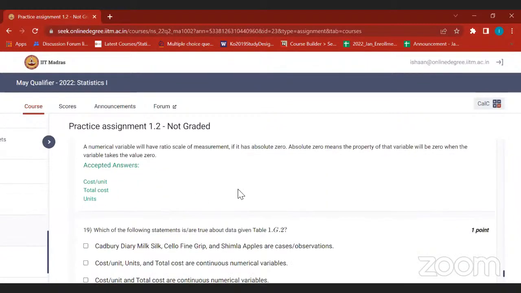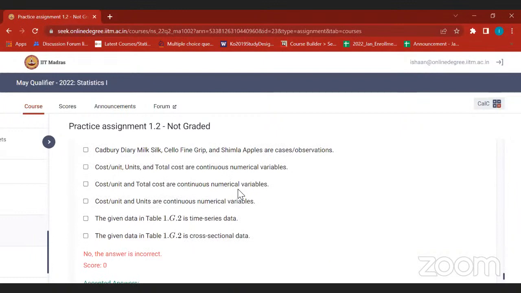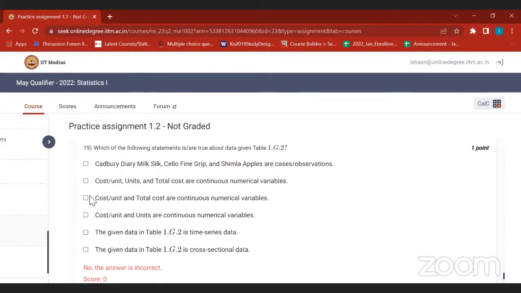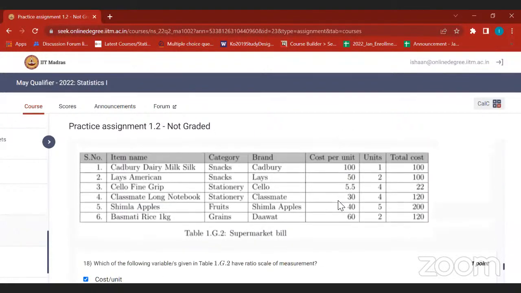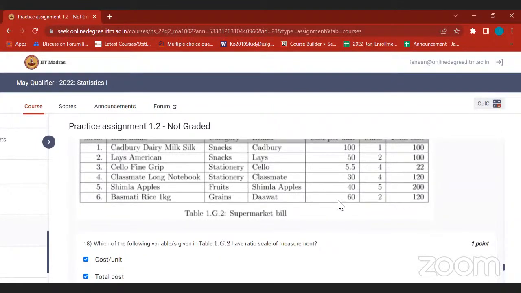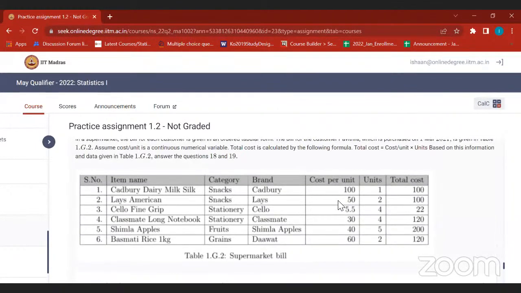So then in option 2, cost per unit is continuous, but total cost is not continuous in the table, if you see. But it can be. How, sir? It can be total cost. It can be, but referring to this table, it is not. But it is possible, right? Cost per unit is a ratio, right? You agree? So cost per unit is ratio. It means it can have any value from 0 to infinity.